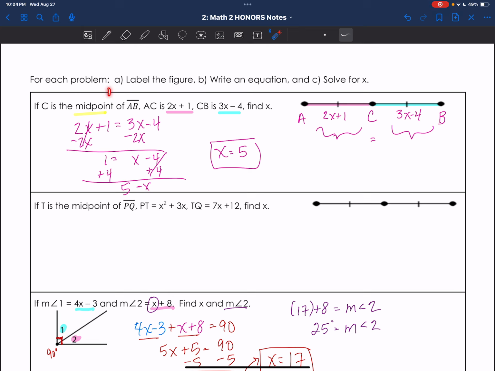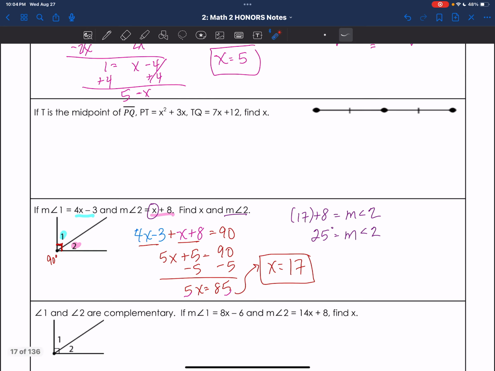If C is the midpoint, so C is the middle, that means this is congruent to that. So all I did was I took 2x plus 1, and I equaled that to 3x minus 4. And then when you solve it, you get x equals 5. All right, go ahead. I want you to try that one. And again, keyword here is midpoint.